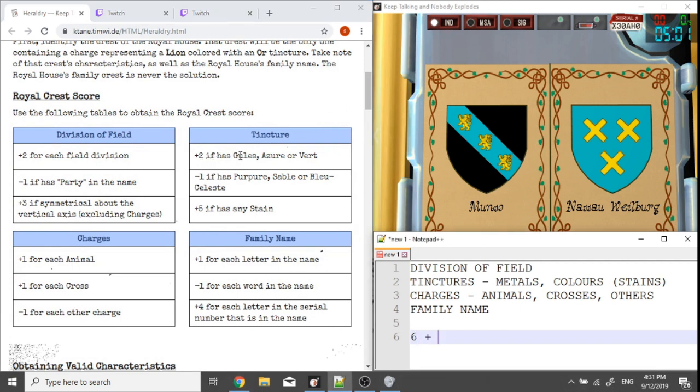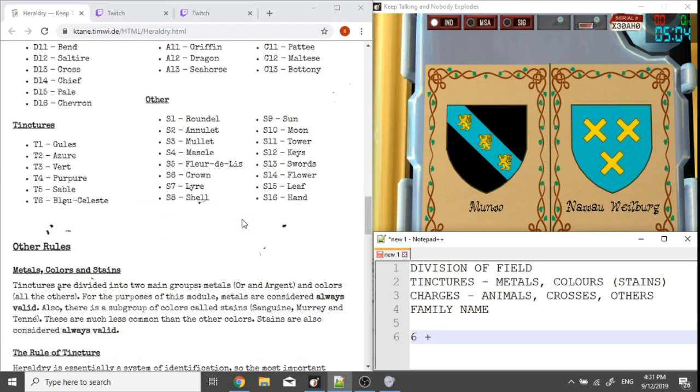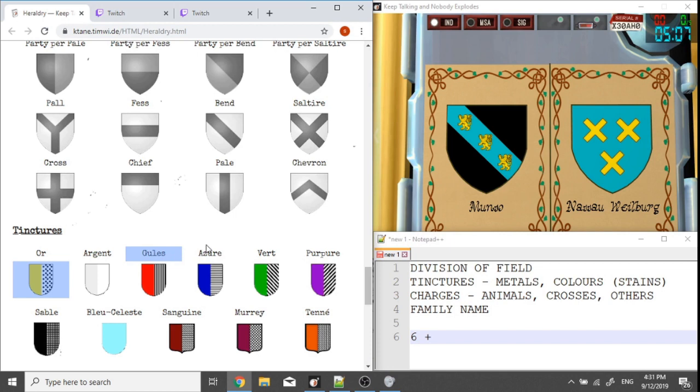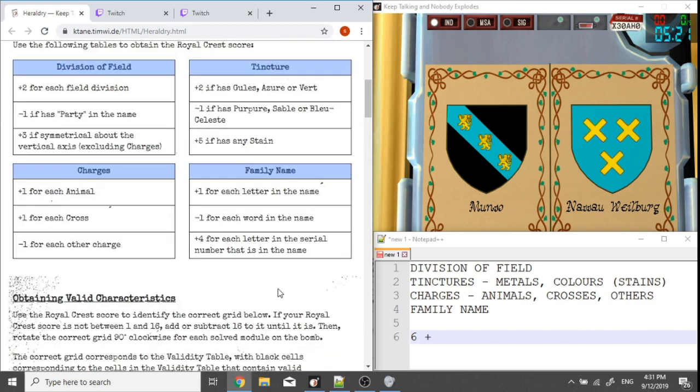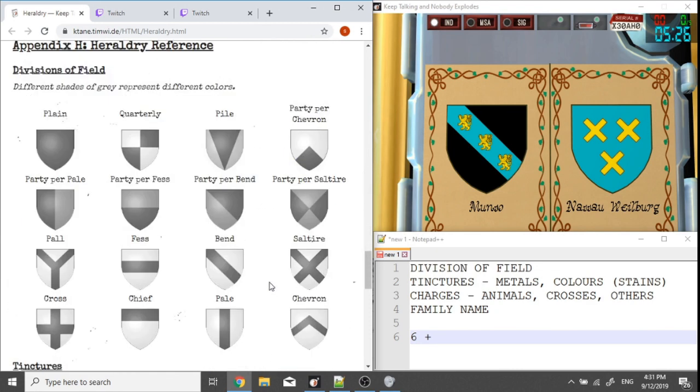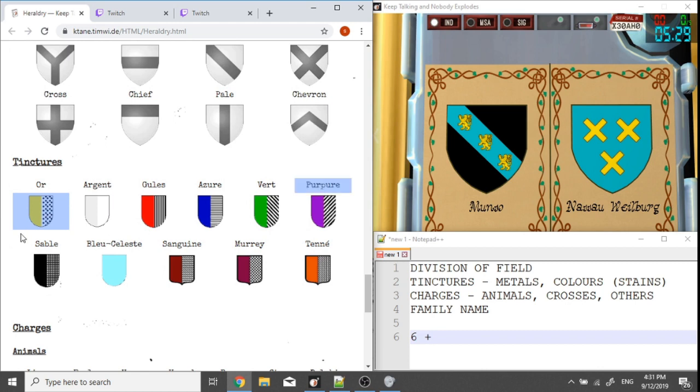Tinctures. Plus 2 if it has gules, azure, or vert. So what that would mean is we're looking for gules, azure, or vert. Does it have any of these colors? These can be colors on the field or on the charges. That is no, we don't have any red, blue, or green here. So we won't add 2. Minus 1 if it has purple, sable, or blue celeste. So if it has purple, sable or blue celeste on the charges or the fields, we will minus 1. It has blue celeste and sable, but we're only going to subtract 1 once.